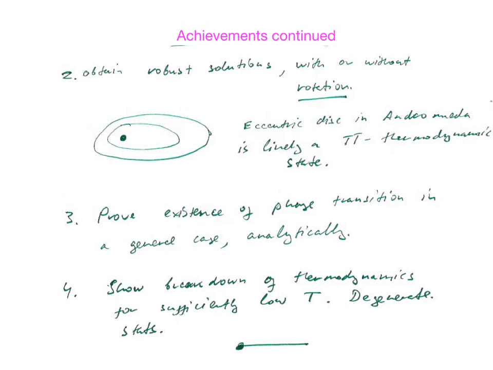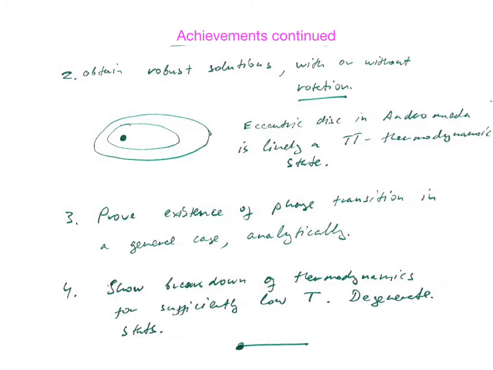We obtain robust solutions with or without rotation. When we include rotation, we see states which are both axially symmetric and have broken symmetry. So we see thermodynamic equilibria which are analogous to the eccentric disk in Andromeda. And we think that this means that the eccentric disk that we see in the nucleus of Andromeda is likely a stellar system in Tremaine-Tremaine thermodynamic equilibrium. What happens with such eccentric configurations is that they precess with omega, where omega is that angular velocity that I defined earlier as the ratio of the gamma vector and beta. So omega actually has a physical meaning. This is the angular velocity of precession of the angular distribution of the stars when the symmetry is broken.